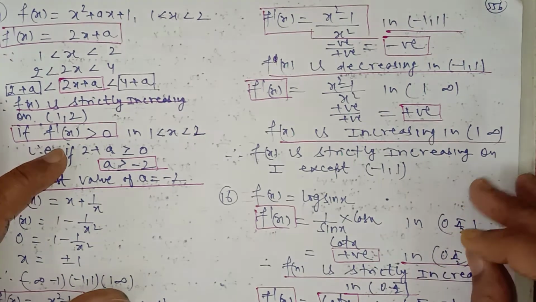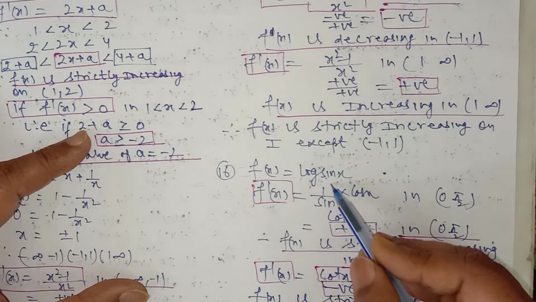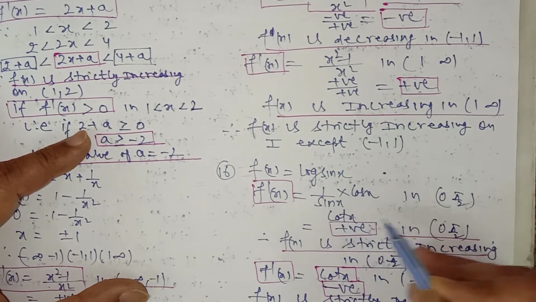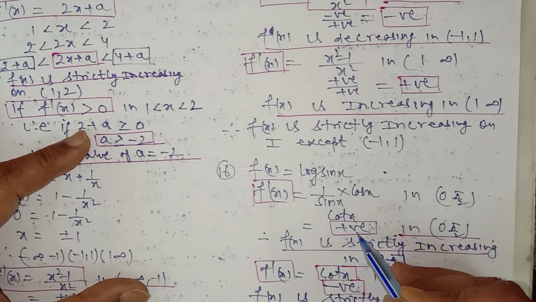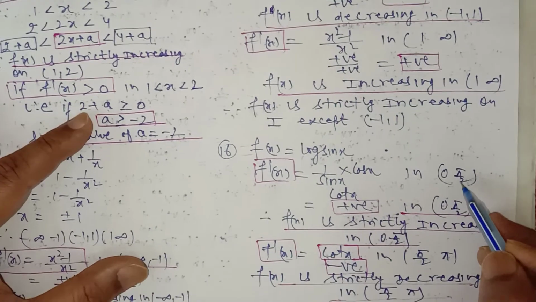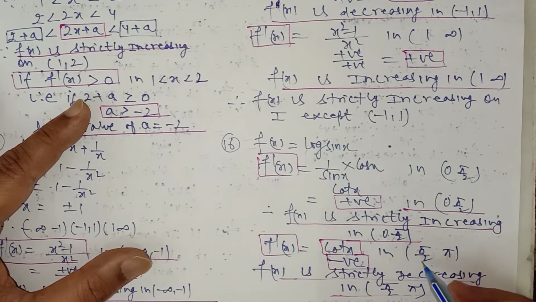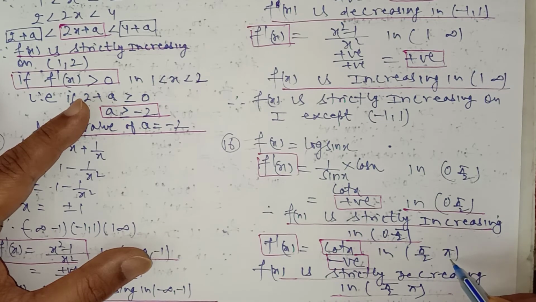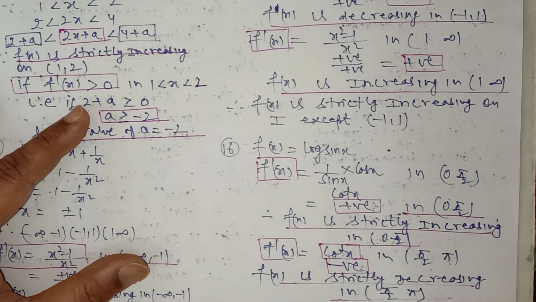Now question number 16, f x is given as log sin x. Its first derivative will be 1 upon sin x into cos x, that is cot x, and the interval is given as 0 to pi by 2. In the first quadrant, cot x is positive, so it will be strictly increasing in the interval 0 to pi by 2. Now in the second quadrant, pi by 2 to pi, the question asks whether it is increasing or decreasing. cot x will be negative, so it will be strictly decreasing in the interval from pi by 2 to pi.